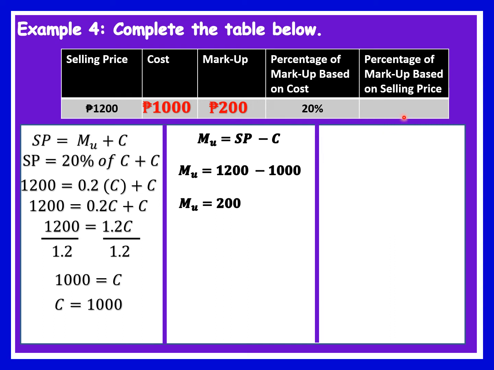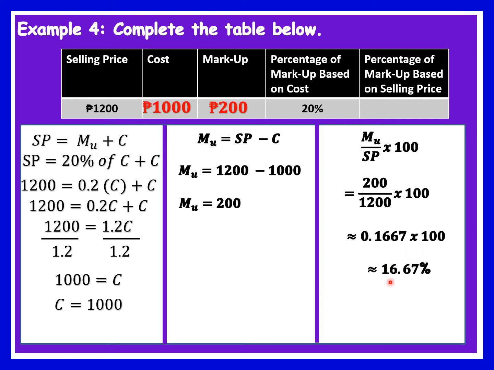Okay, and solving for the percentage of markup based on selling price, we will just use the formula M sub U over SP times 100. Our M sub U is 200 divided by selling price is 1,200. So that will be 200 over 1,200 times 100. Then divide these two numbers and that will be almost equal to 0.1667 times 100. Then that will become 16.67%. So this is now our answer here.